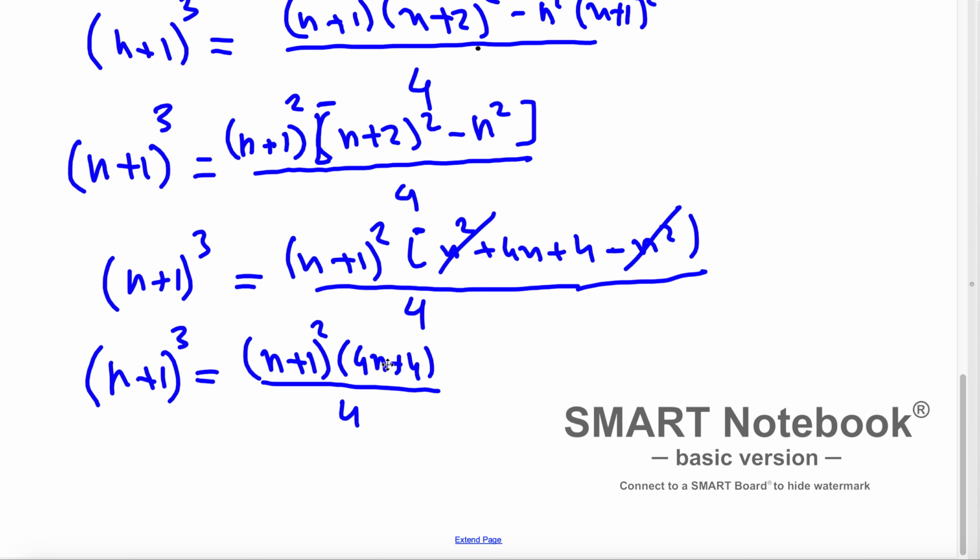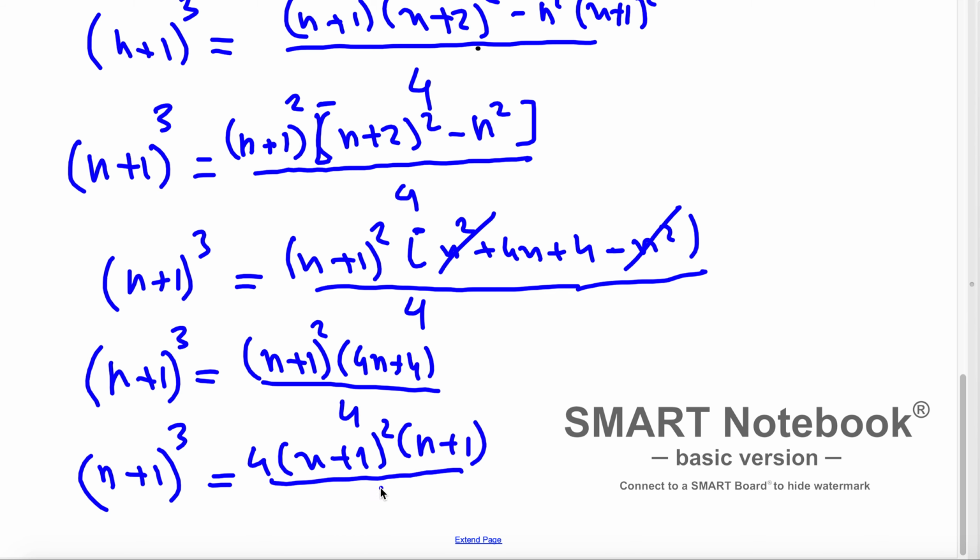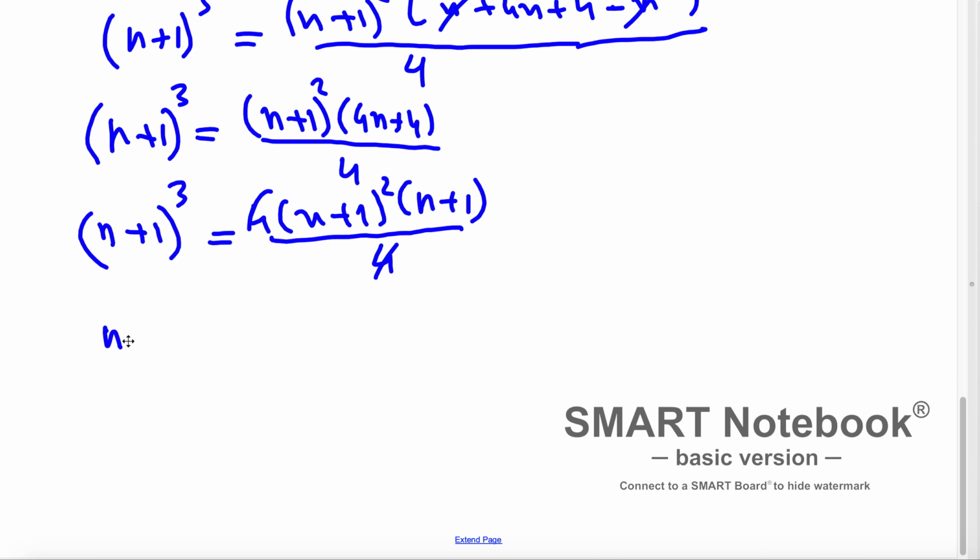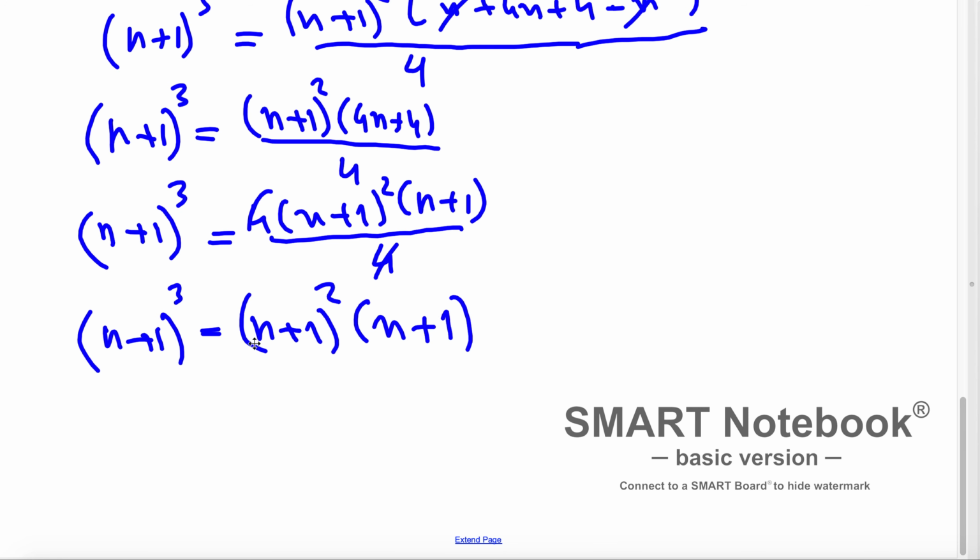And because here we have a 4, we can factor this 4 in the front, and if we factor this 4 in the front, what is going to be here is 4 times n plus 1 square times n plus 1, everything here divided by 4. 4 with the 4 simplifies, and n plus 1 cubic is going to be equal to n plus 1 square times n plus 1. And we already see this holds, because both sides are equal and this equation holds. Therefore, we just proved by induction this theorem is true.